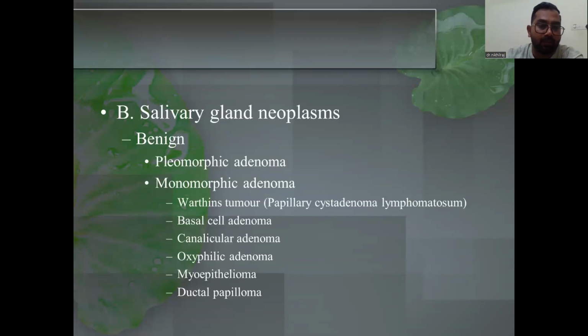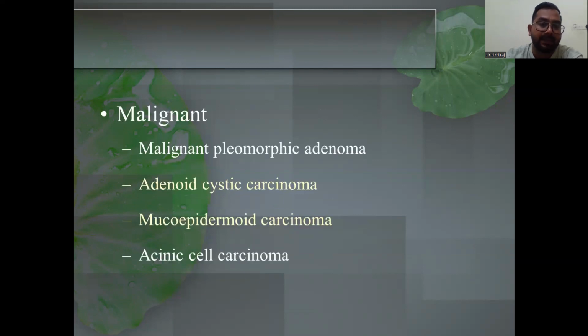And salivary gland neoplasms are basically divided into two, that's benign and malignant. Benign comes as pleomorphic adenoma, monomorphic adenoma, Warthin's tumor, basal cell adenoma, canalicular adenoma, oxyphilic adenoma, myoepithelioma, and ductal papilloma. Malignant lesions are malignant pleomorphic adenoma, adenoid cystic carcinoma, mucoepidermoid carcinoma, and acinic cell carcinoma. This comes under the salivary gland classification.